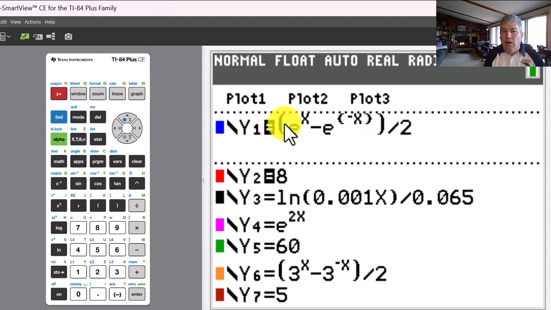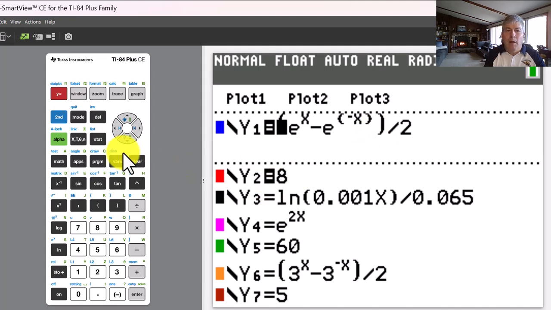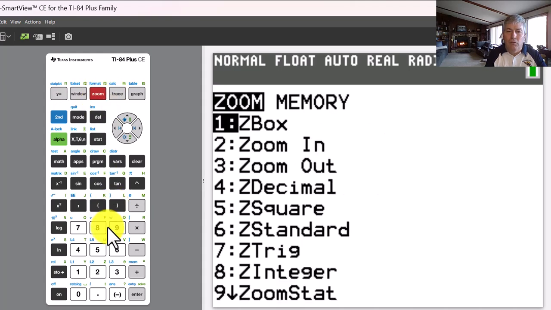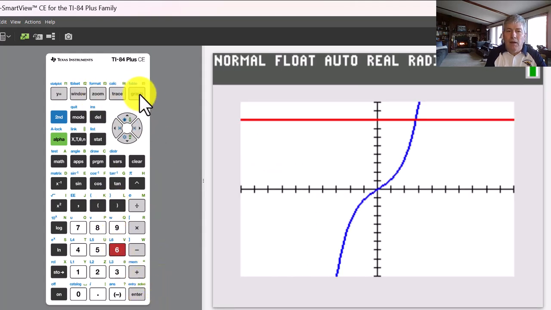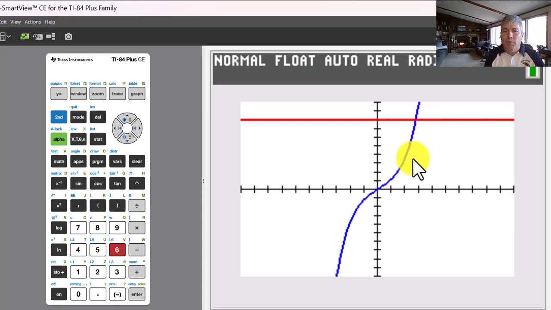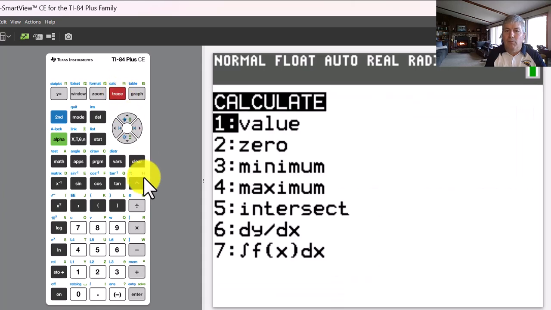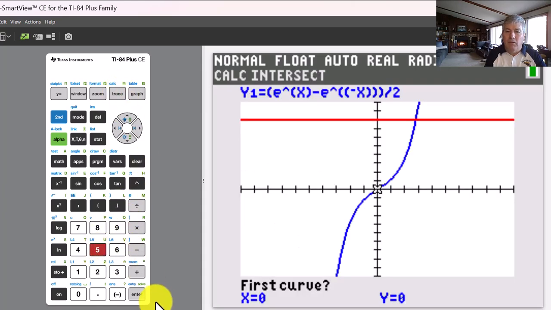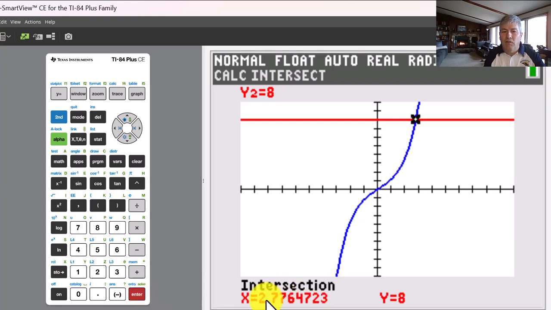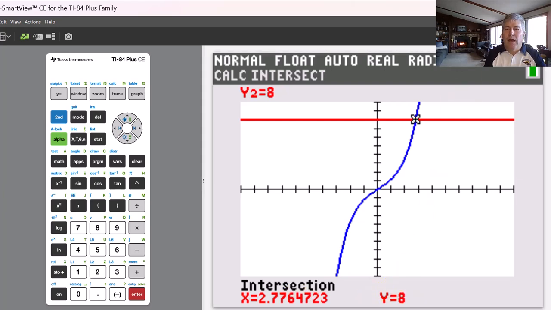So here they are. I've got my plots off. I've got that entered in my calculator. I'm going to just graph these in the standard window. So I'm going to do zoom standard and graph, and I've got a nice picture of those two graphs, and then I can find the intersection by second calc. Intersect, first curve, second curve, guess, guess, guess, and sure enough I get 2.776 for x and a y value of 8, and so I've confirmed that graphically.